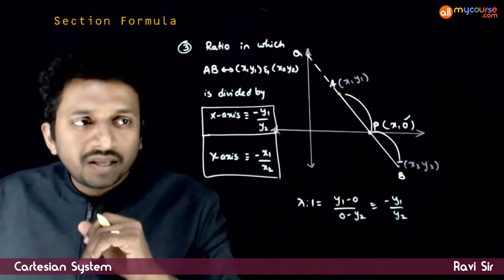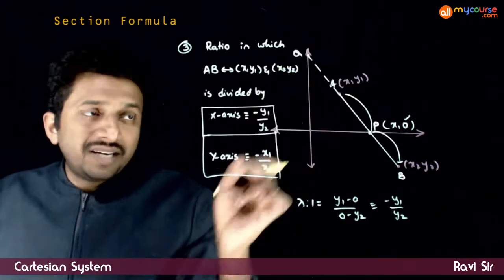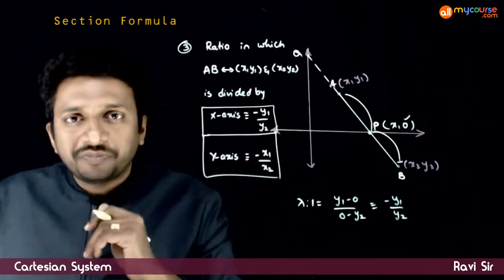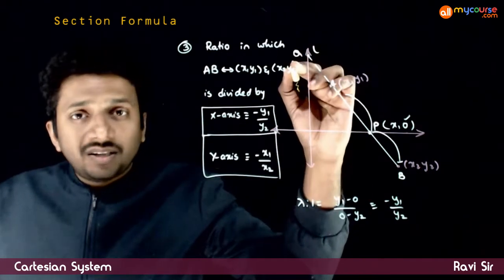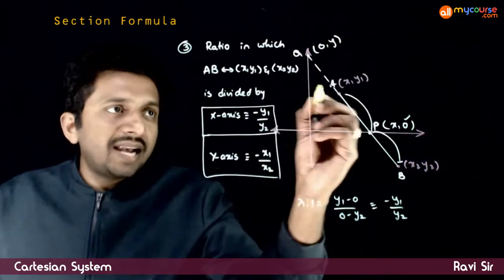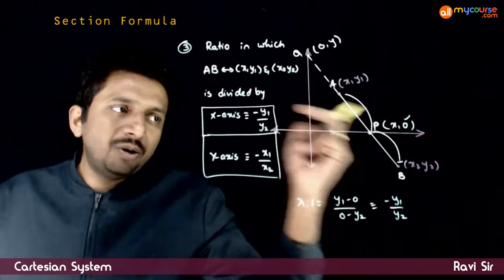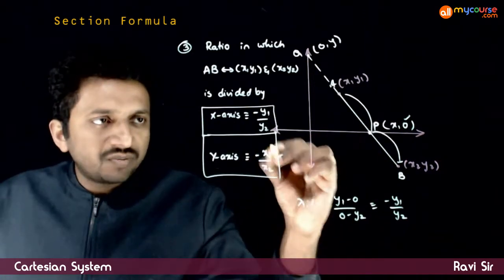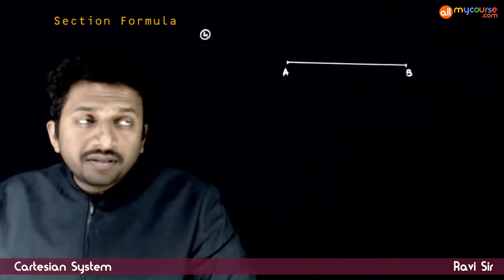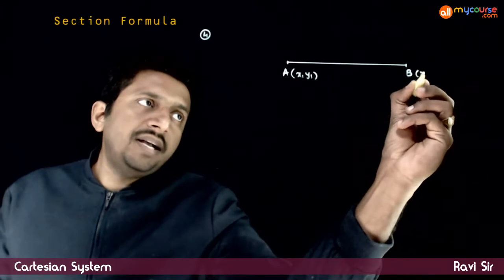So the ratio in which x-axis divides AB is minus of y coordinate of this by y coordinate of this. Similarly, the ratio in which y-axis divides AB is nothing but minus of x1 is to x2, because the point Q on y-axis looks like (0, y). So you can calculate the ratio using the x coordinates, x1 minus 0 by 0 minus x2, that is minus of x1 by x2.